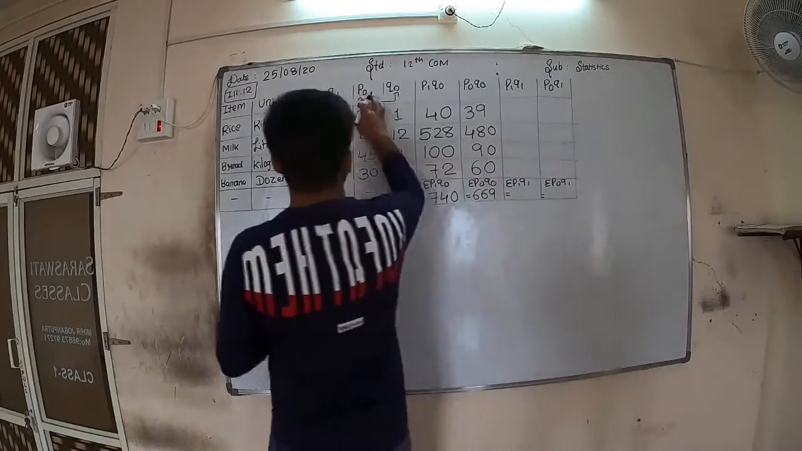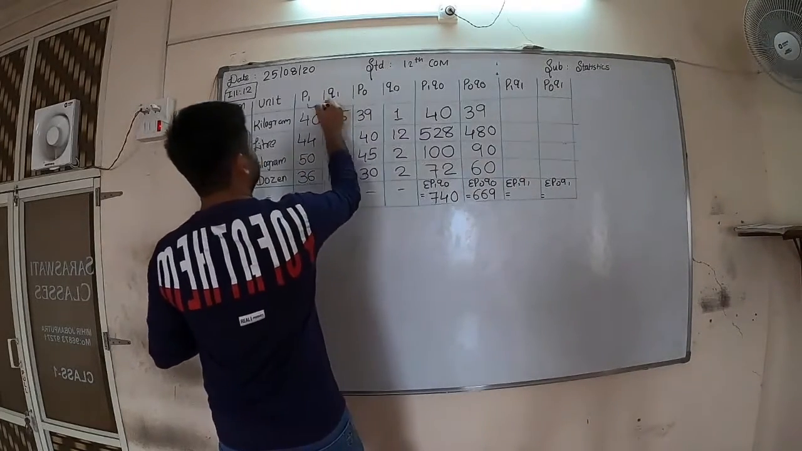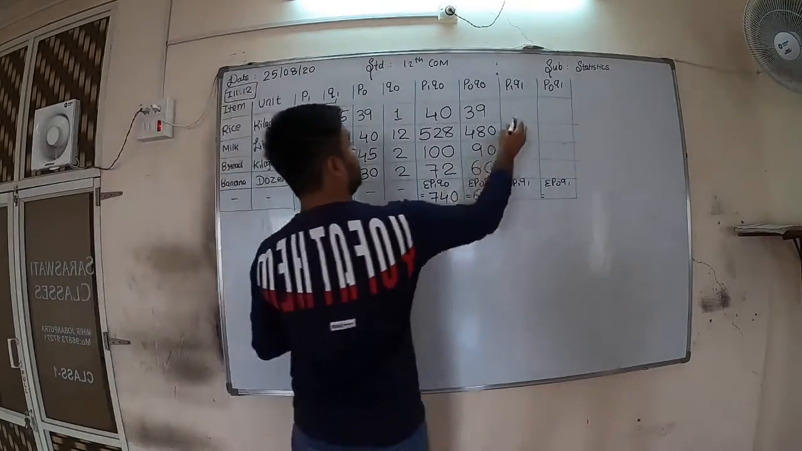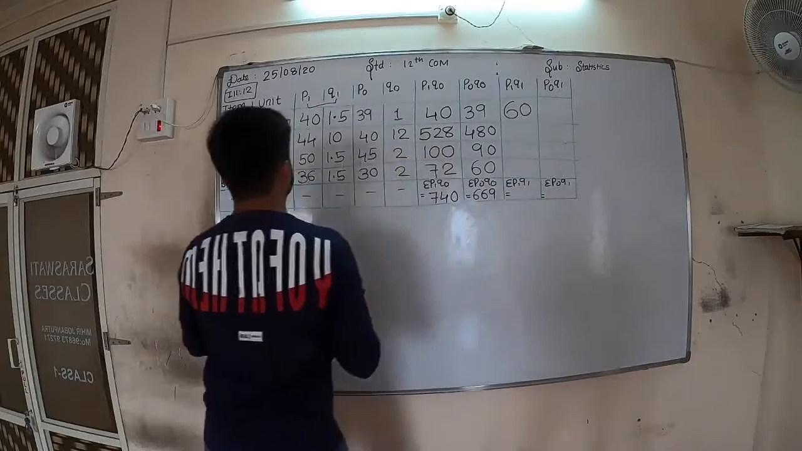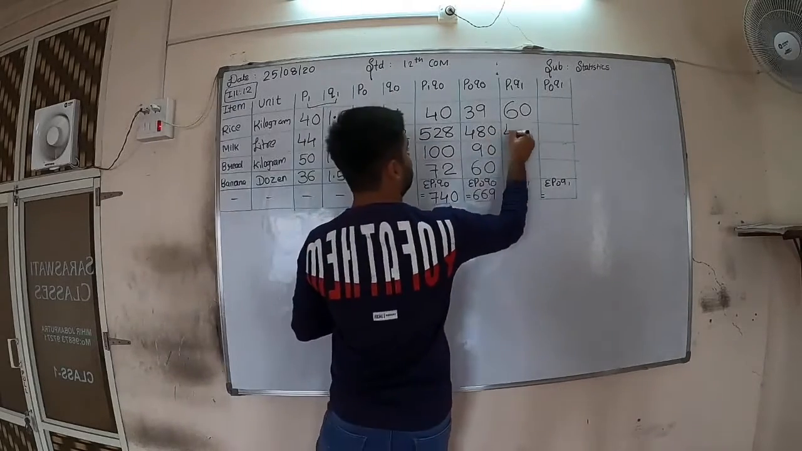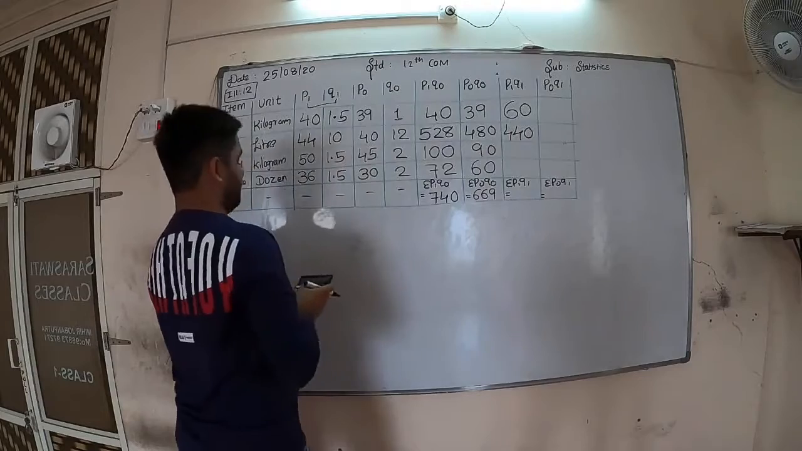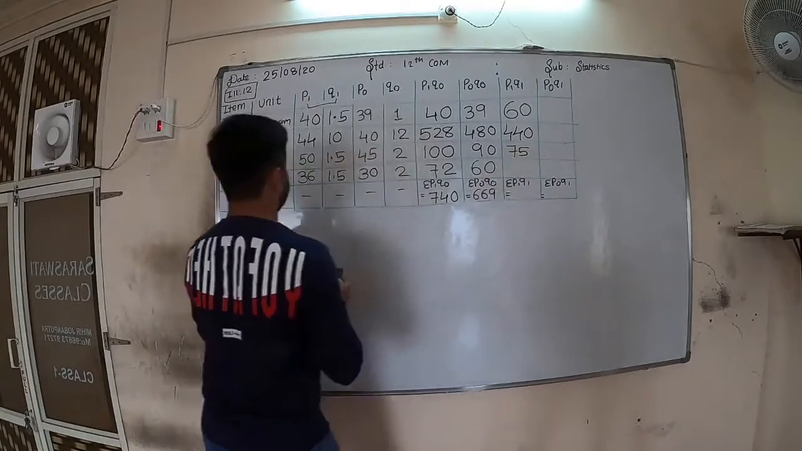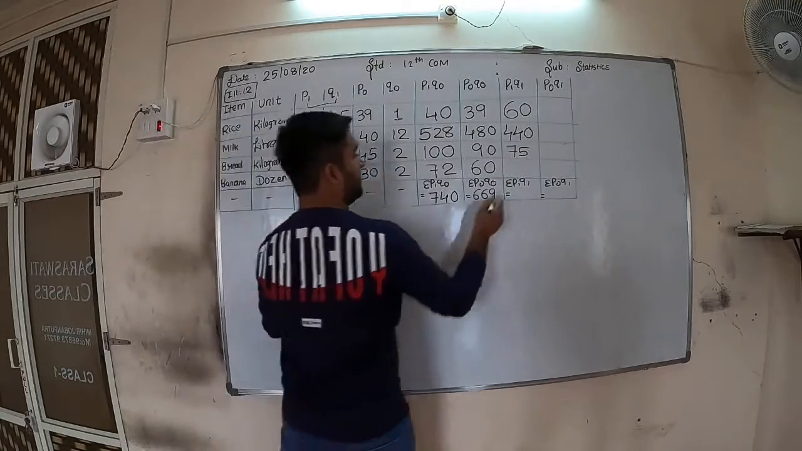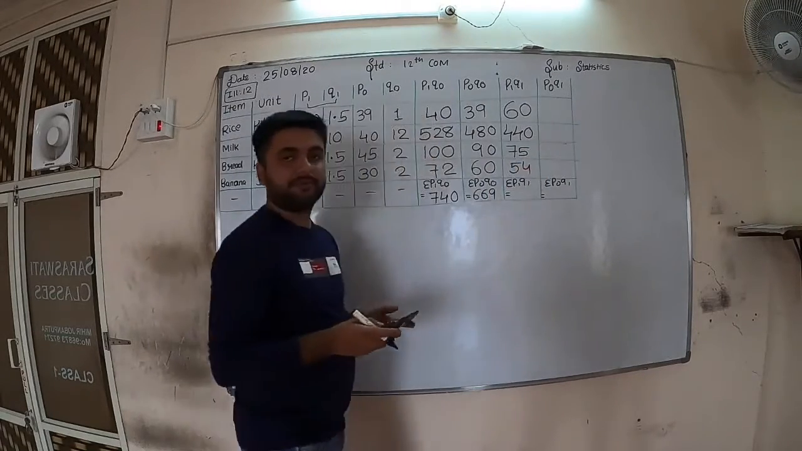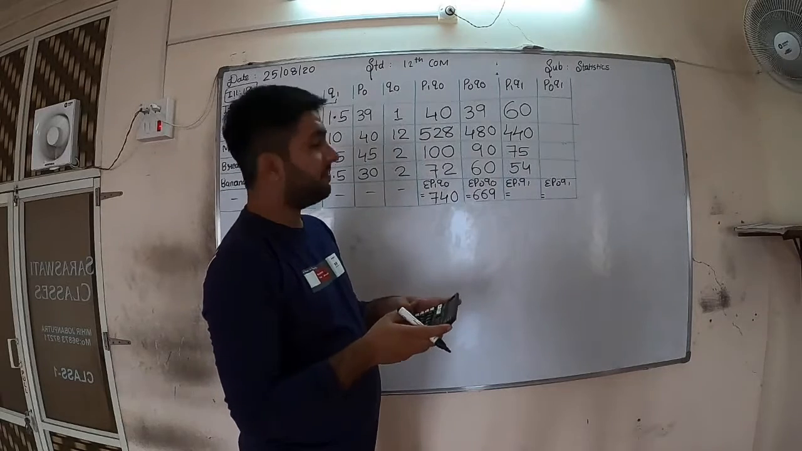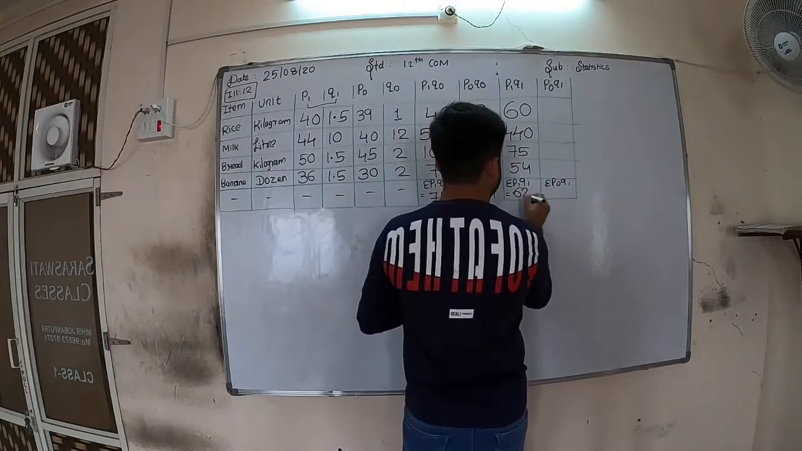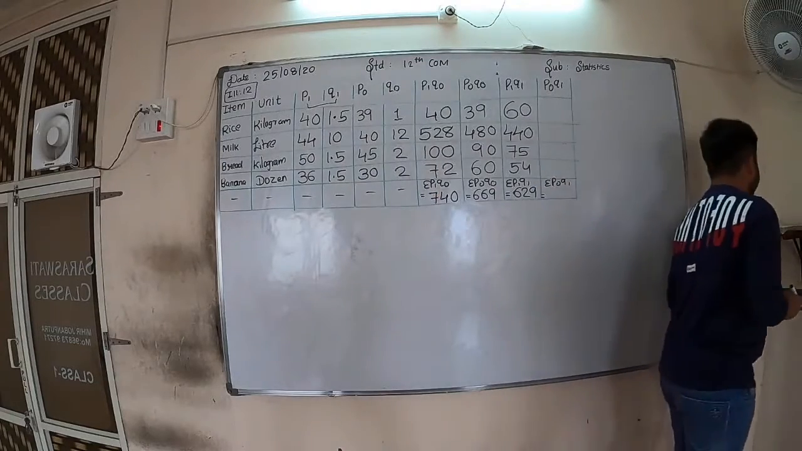Yes. Then P1 Q1 means both this. 40 into 1.5 is 60. 44 into 10 is 440. 50 into 1.5 is 75. 36 into 1.5 is 54. Okay, 60 for 40, 75, 54, 629.